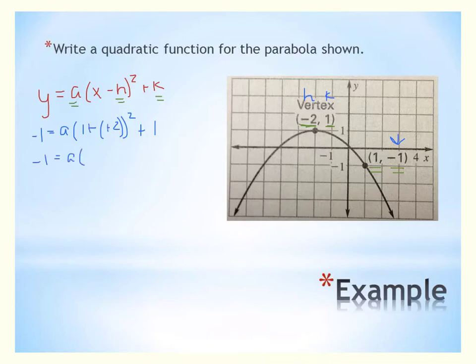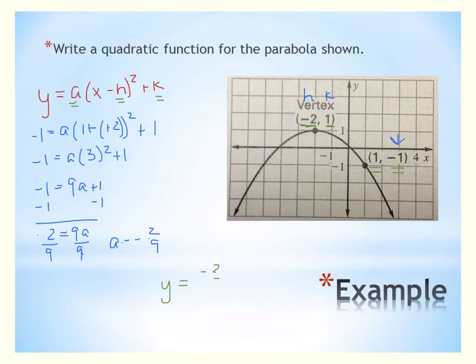So this is going to be 3 squared plus 1, which looks like 9a plus 1. Subtracting 1 from both sides, -2 equals 9a, so a is -2/9. Once you have a, h, and k, all you have to do is write it back in the formula: y equals -2/9 times (x plus 2) squared plus 1. There is our quadratic function for that parabola.